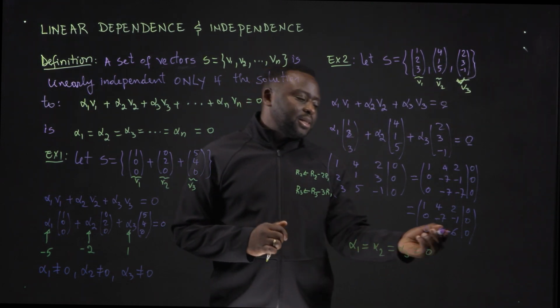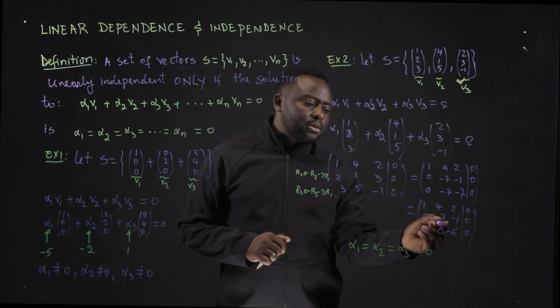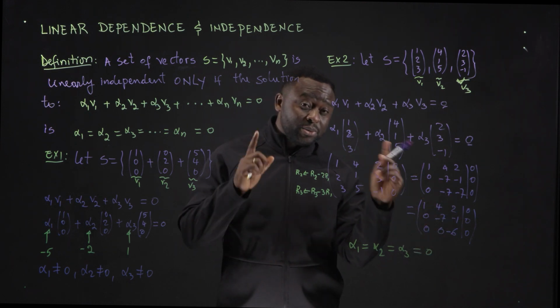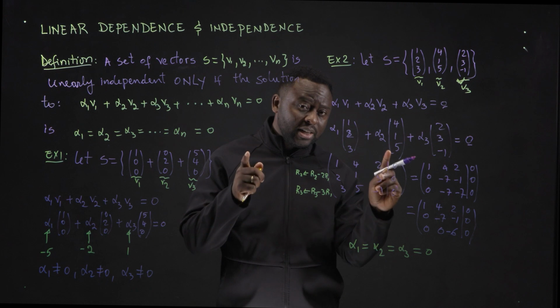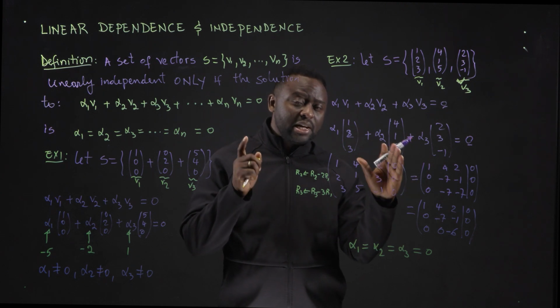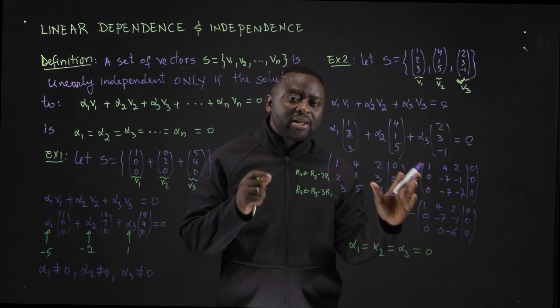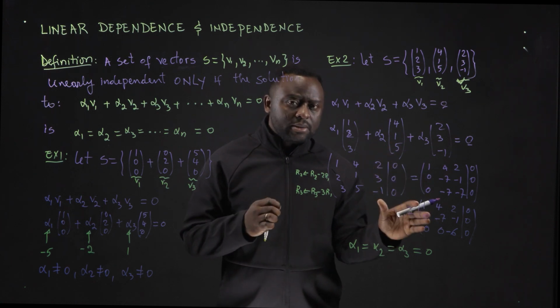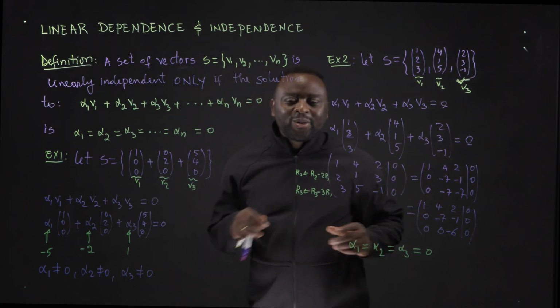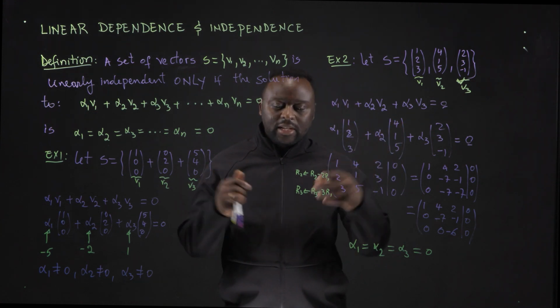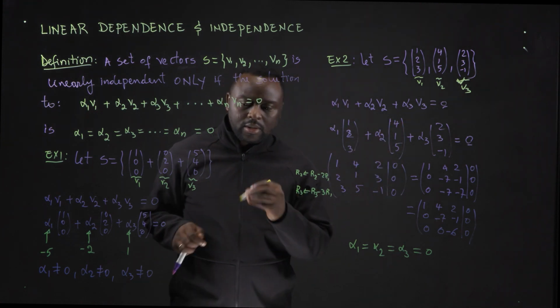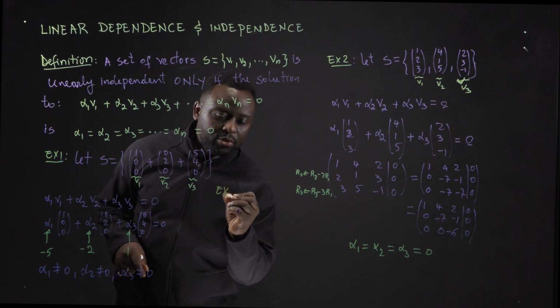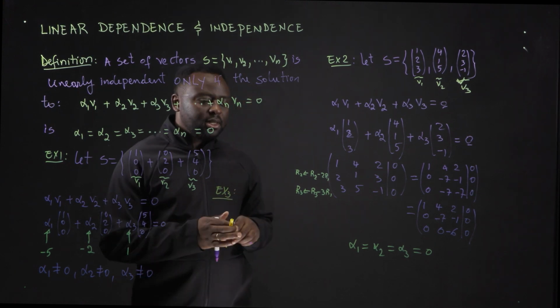All right, as I say, when you reduce the matrix and obtain exactly one solution, in that case, we say that the system is linearly independent. When the system has many solutions, we say the set is linearly dependent, okay? All right, let me give you this last example, a very short one. Let's consider example 3. Let's consider this set.